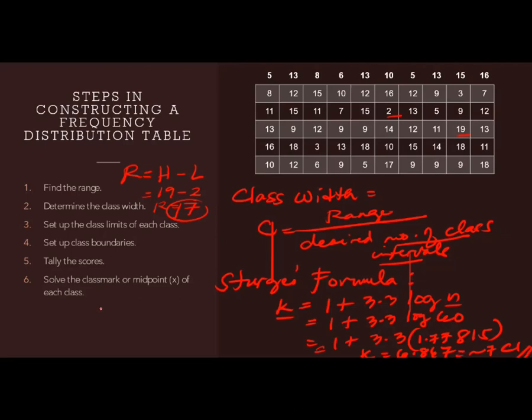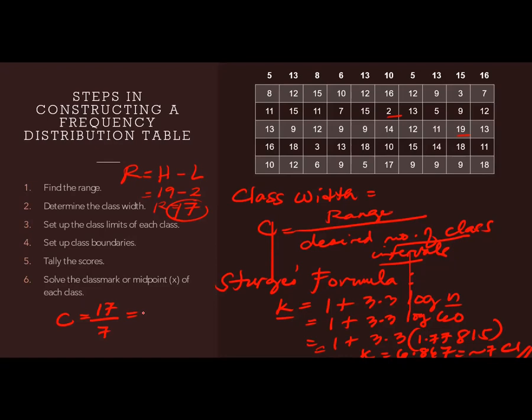So definitely in computing the class width, we have C is equal to, what would be our range? 17, divided by the number of class intervals, which is 7.